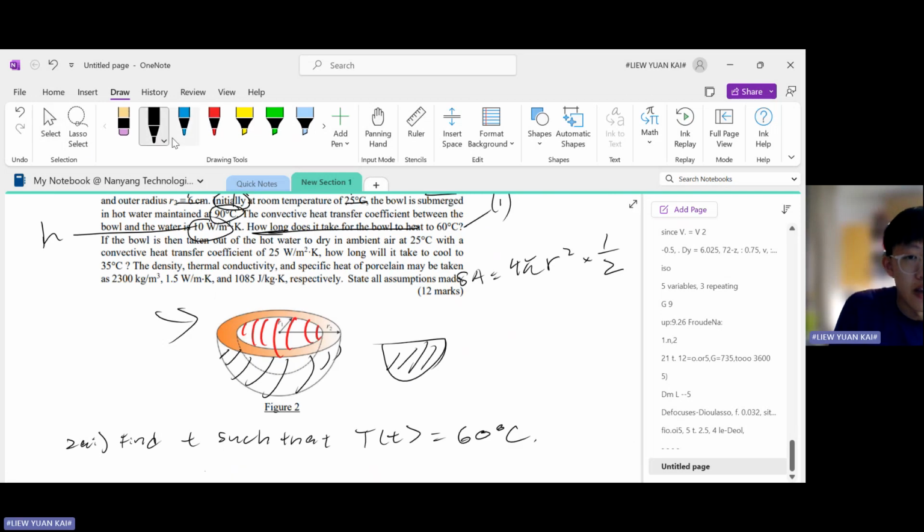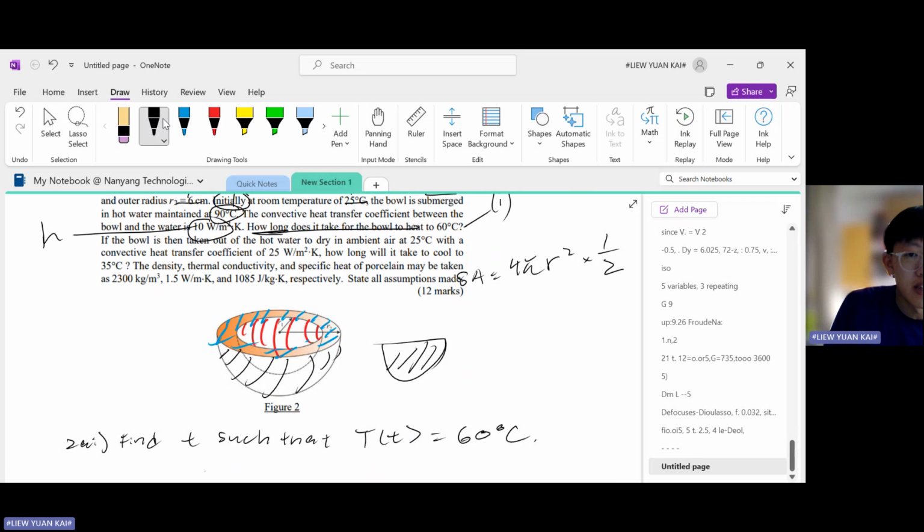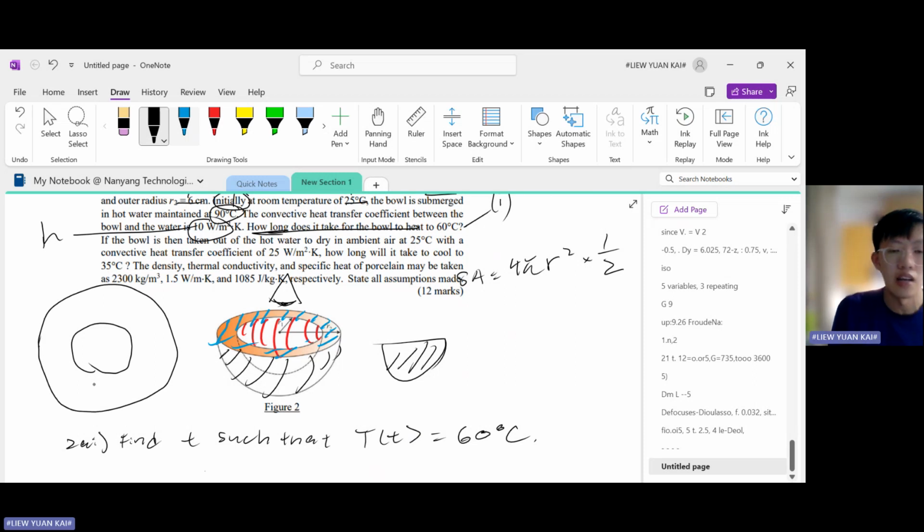Next, what else are you missing? We're missing this one, the rim of the bowl. Now let's examine what the rim of the bowl looks like. If I have a top view of the bowl, so I put my eye here and look down on the bowl, the rim of the bowl looks like this. It's a circular ring. This is called an annular circle.